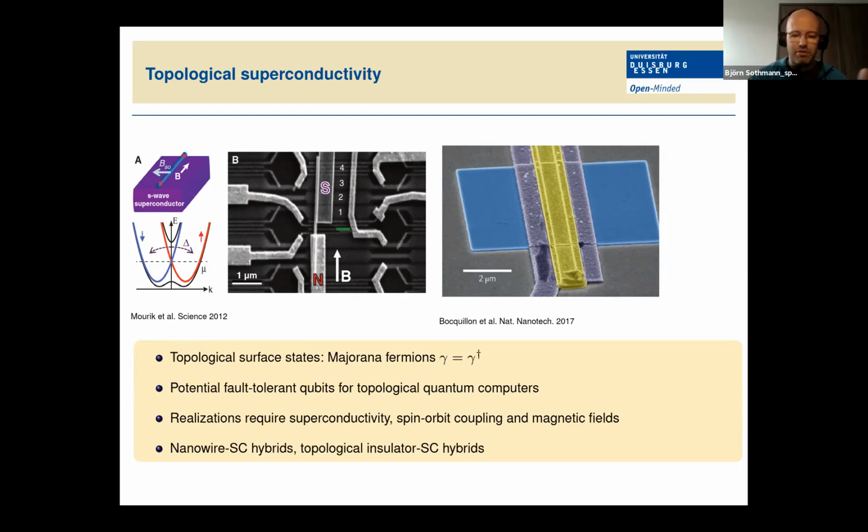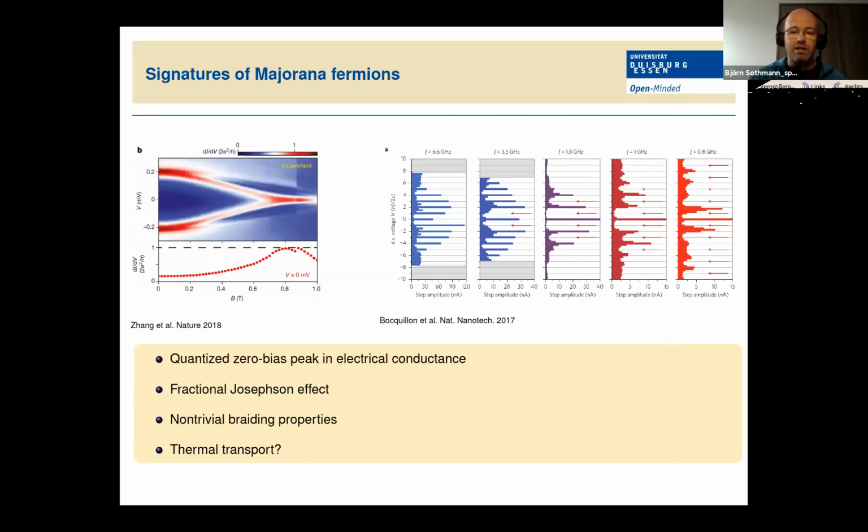There are different ways to put these things together. One direction is the use of nanowire-superconductor hybrids, like in this experiment from the Kouwenhoven group, which was the first one to show signatures of Majorana fermions. But you can also combine superconductors with topological insulators, like in this experiment from the Molenkamp group. Now, if you have built up such a hybrid structure, you of course want to know how Majorana fermions show up, say, in transport features. And there are a number of different ways.